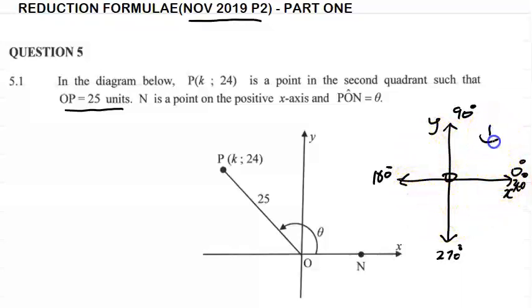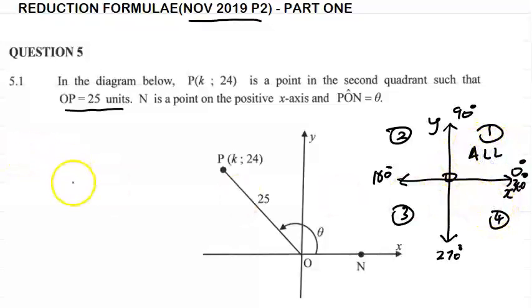Thereby, this will be the first quadrant, the second quadrant, the third quadrant, and the fourth quadrant. Now remember that because x is positive in the first quadrant and y is positive in the first quadrant and r is always positive, that means that all trig ratios are positive in the first quadrant.